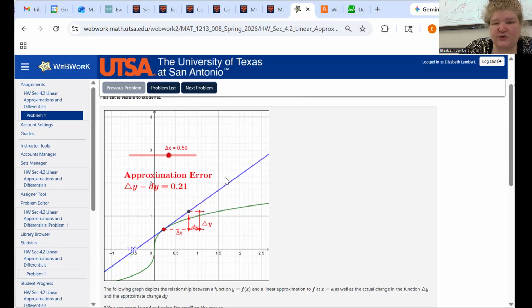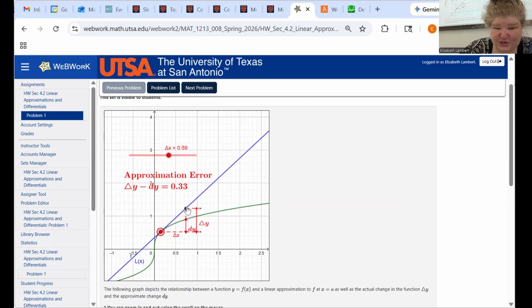But using this line has some error involved. I can click and drag this point. We see for some values, the change between the actual function value versus the line's value can be pretty big, depending on how far away from my x value I go. My delta x has a slider up here, and this is changing.